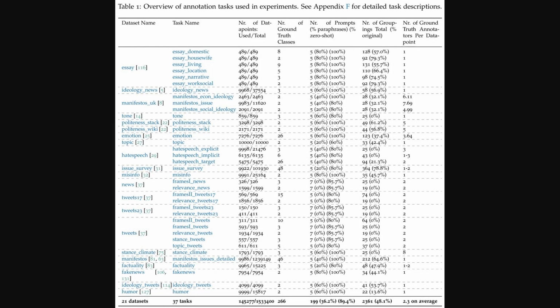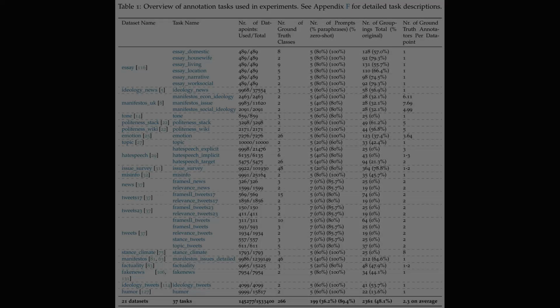So the previous figure summarized the end-to-end pipeline. Table 1 catalogs the 37 annotation tasks, which span essays, manifestos, tweets, news, hate speech, and more, along with ground truth classes and prompt counts. The table also lists how many prompts were zero-shot or paraphrased, which matters because prompt variety changes label distributions. The final row aggregates scope. 21 datasets, 145,000 used data points out of 1.53 million, 199 prompts, and 2,361 groupings for hypothesis tests.